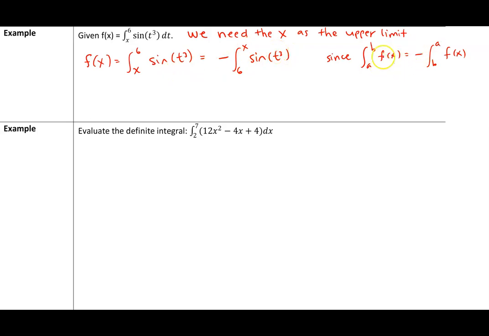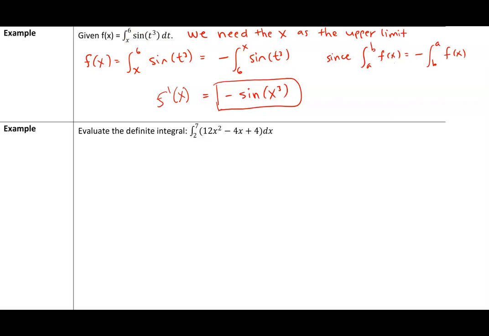Okay, this is from section 5.2. All right, what's next? So from there, now we can find f prime of x, because now we can match the upper limit of integration with the derivative. So then we can just replace the t with x, and we get negative sine of x cubed. But we can only do that once we match the upper limit of integration with the derivative, which is why we had to flip these.